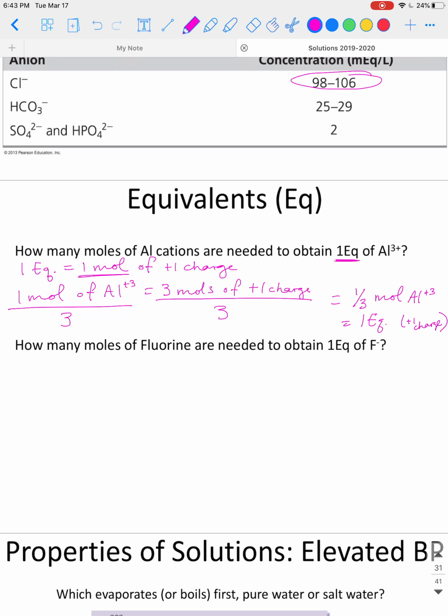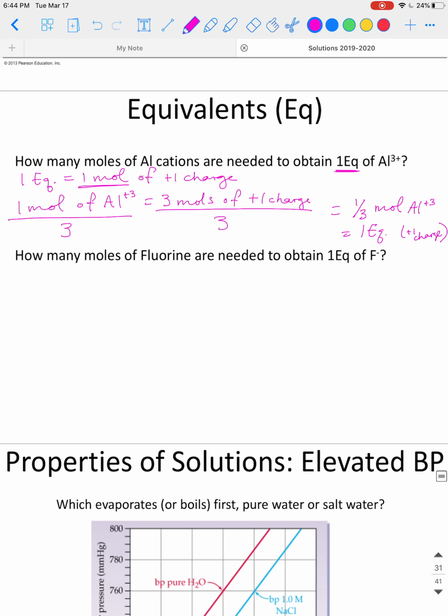All right. This might be blowing your minds for some of you, but hang with me. You've really got to just practice this stuff to get comfortable with it. We don't talk about these terms a ton. So let's look at another question. How many moles of fluorine are needed to obtain 1 equivalent of fluorine?